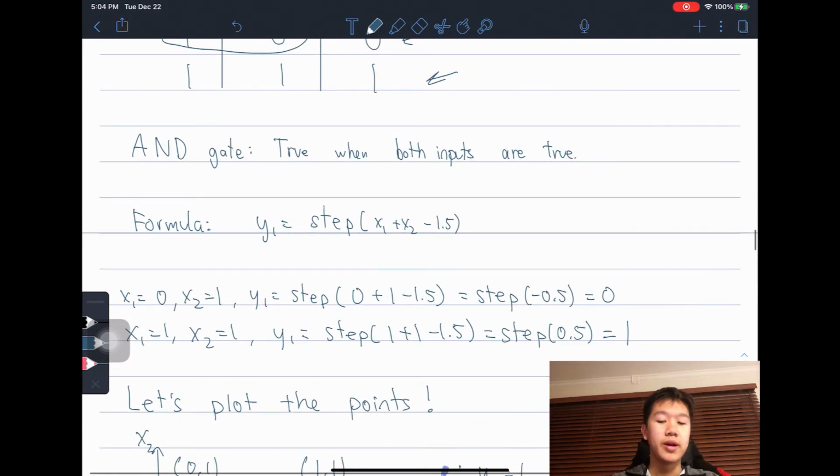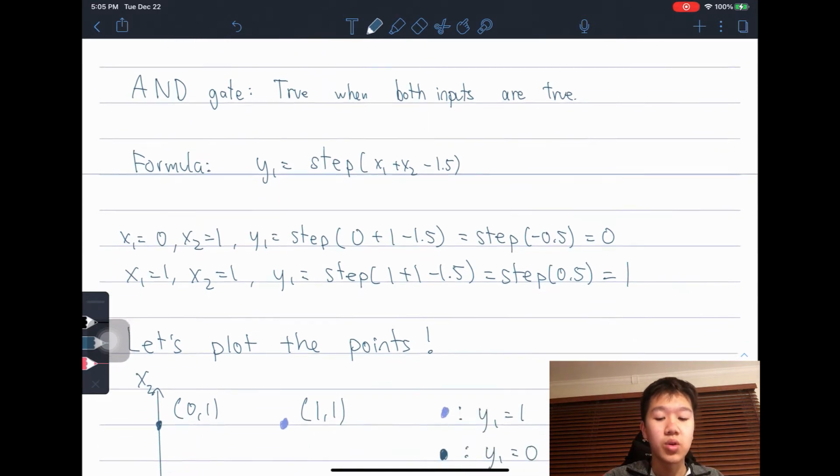So if I test it, when x1 is equal to 0 and x2 is equal to 1, I have y1 is equal to step of 0 plus 1 minus 1.5, which gives me step of minus 0.5, and since minus 0.5 is smaller than 0, this means I have a 0. I also have x1 is equal to 1 and x2 is equal to 1, this gives y1 is equal to step of 1 plus 1 minus 1.5, which gives us a step of 0.5. And since it's bigger than 0, this gives us 1.